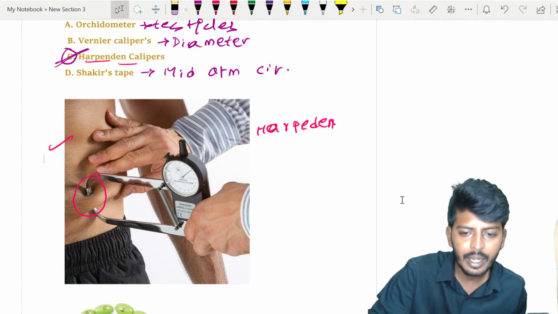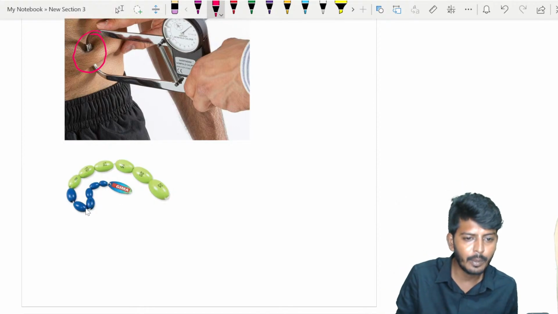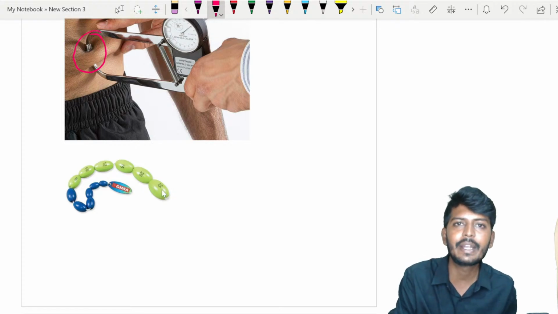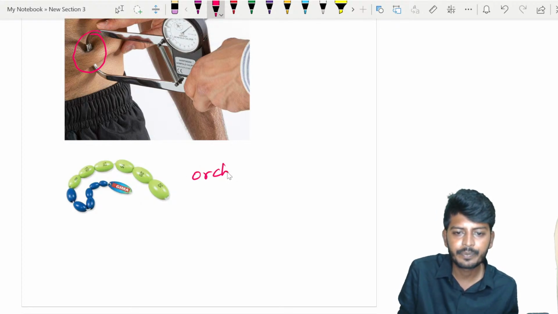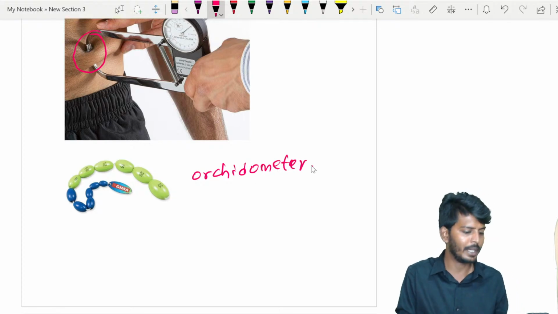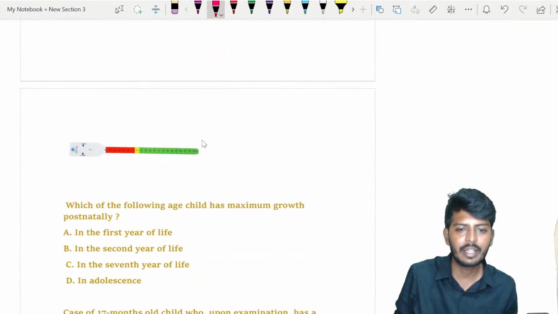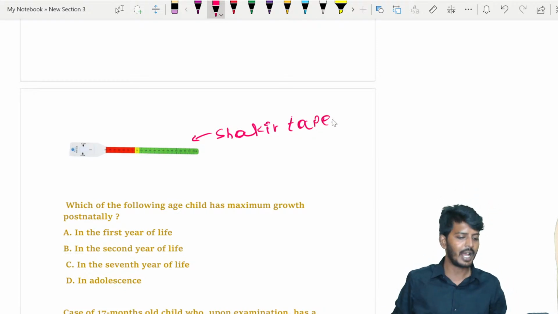Your archidometer is for the size of the testicle measurement. You have these small beads of increasing size. This meter is used for the measurement of testicle. This is your archidometer. Then we go to the next instrument, that is your Shakir's tape. This is your Shakir's tape. It is one of the most favorite questions of examiners from pediatrics.